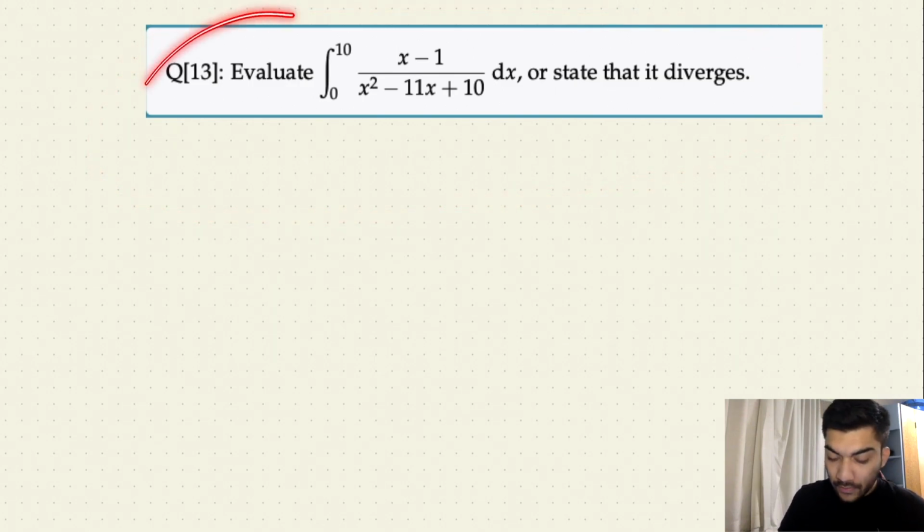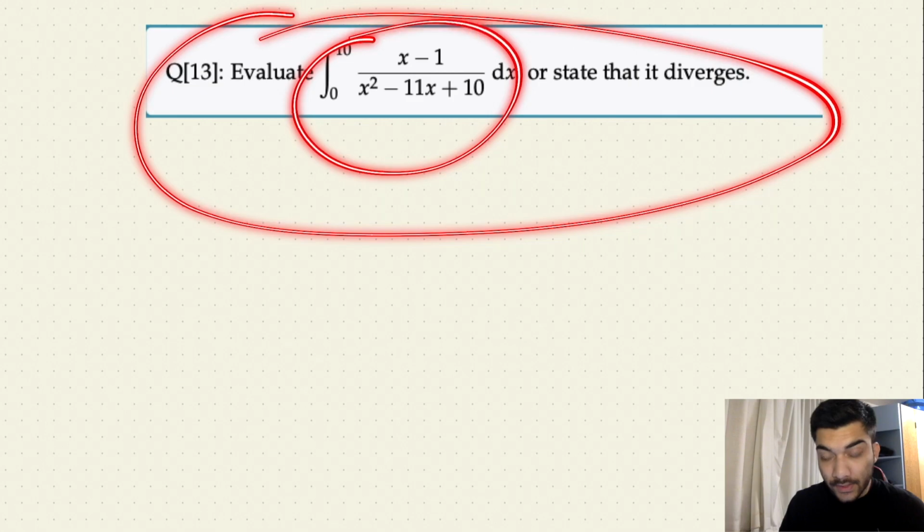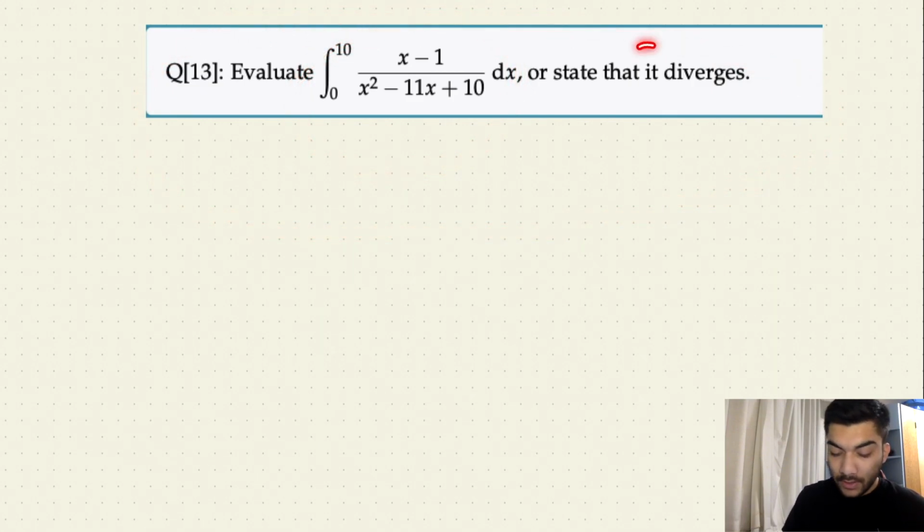So let's continue our previous discussion on convergence tests and check whether this definite integral converges or diverges. In order to check whether this integral converges or diverges, you can also use the limiting comparison test, and that would be a much easier way.